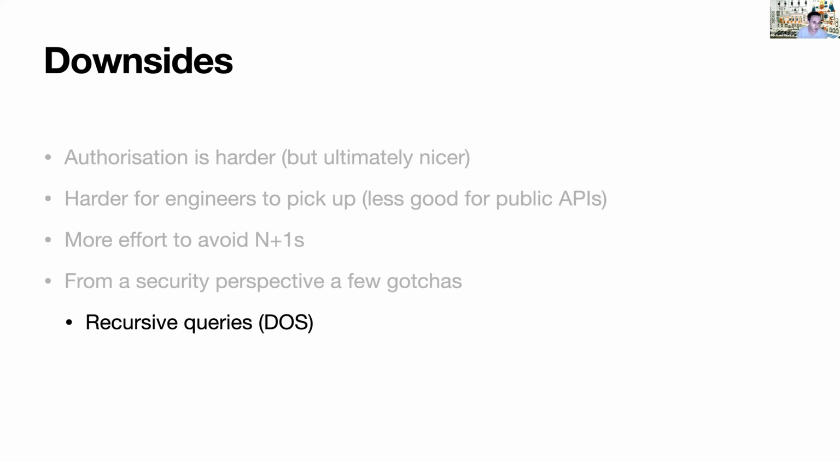So if your graph isn't a directed acyclic graph, or DAG, you can, as a client, quite cheaply give the server very, very expensive things to calculate by saying, get an account, get all its transactions, get all the accounts for those transactions, get all the transactions for those accounts, and so on and so forth. Obviously, there are ways around that, but it's yet another thing that you have to do that you wouldn't necessarily have to do with a REST endpoint.